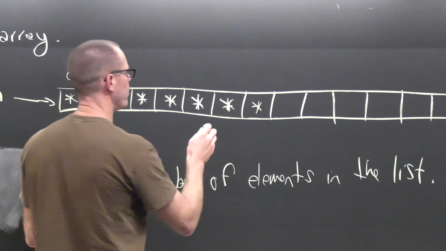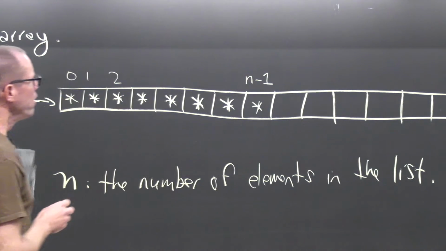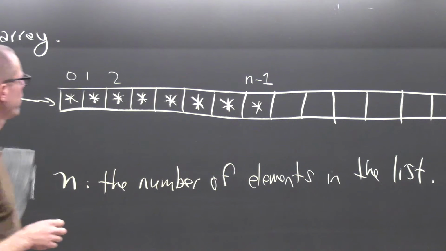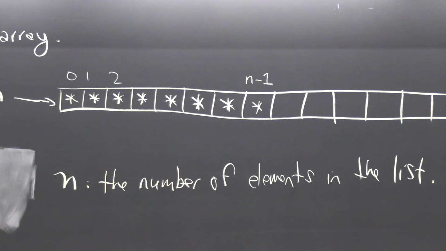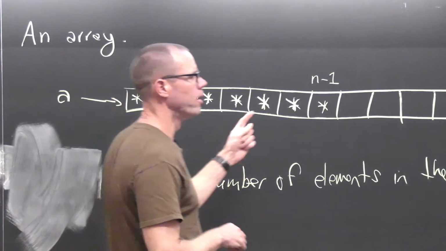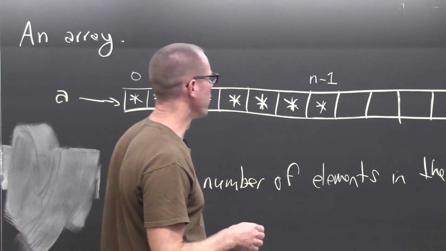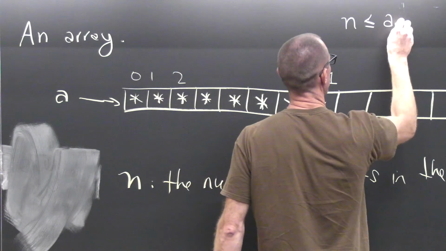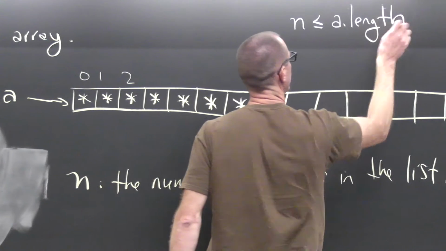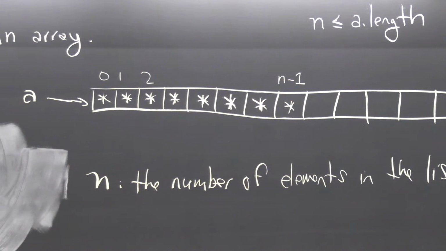Yeah. And not length minus 1, n minus 1. So in general, n and the length of the array are not the same. We know that there has to be some relationship between them because we can't have n being bigger than the length, because then we would be trying to stuff too many elements into an array that can't hold them. So in general, at all times, we will have n is less than or equal to the length of A. We can't have it the other way around. We can't have it bigger because then we wouldn't have enough room to store the n elements that are supposed to be in the list. Okay?